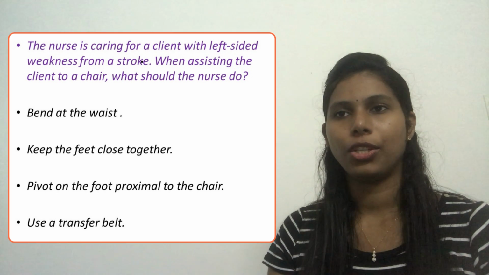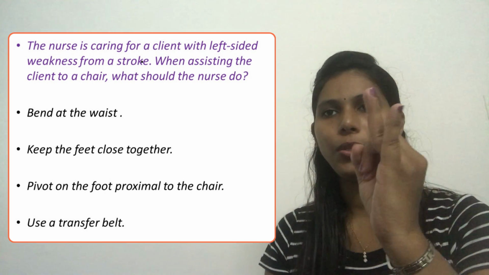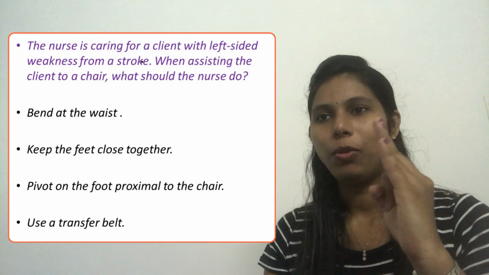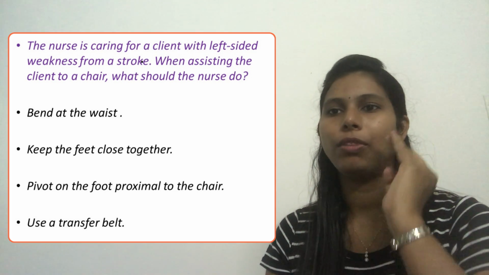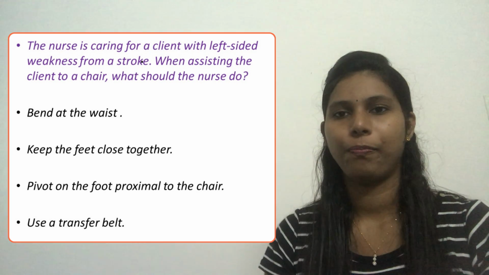We'll see the options. Option 1, bend at the waist. Option 2, keep the feet close together. Option 3, pivot on the foot proximal to the chair. Option 4, use a transfer belt. So what do you think? Which will be the answer?